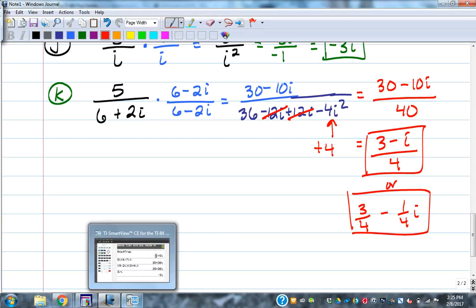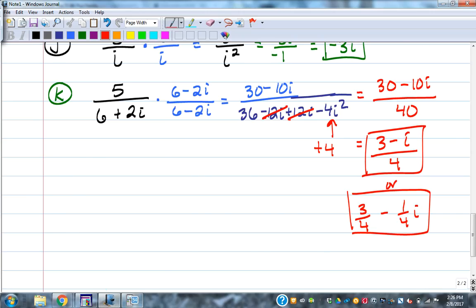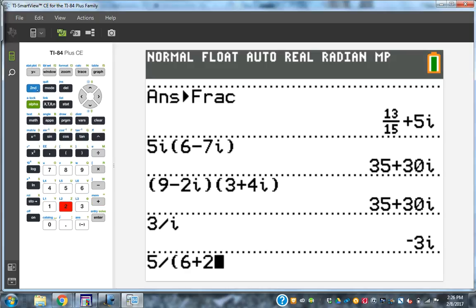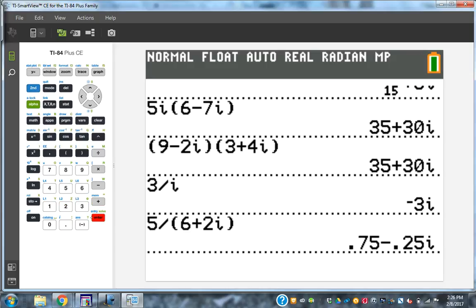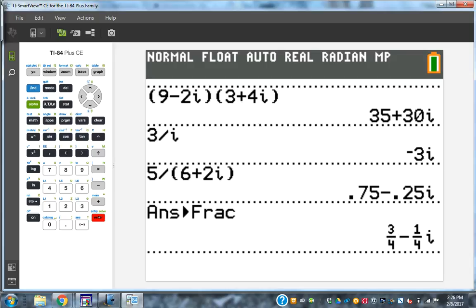On the calculator, if you just type in 5 divided by parentheses, and what was it, 6 plus 2i? You've got to put the parentheses in there, and then math, enter. There's the standard form of that. That's why I wrote it that way. That's the way the calculator's going to crank it out. So a little easier on that end of it. Okay, so there shouldn't be any reason we have trouble getting those right.